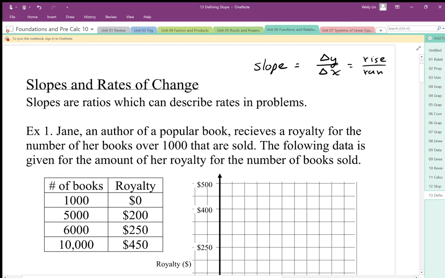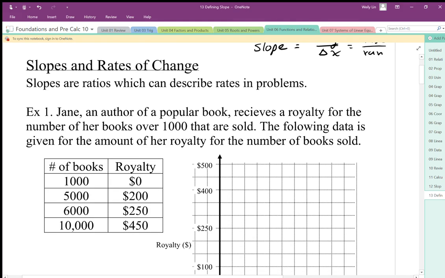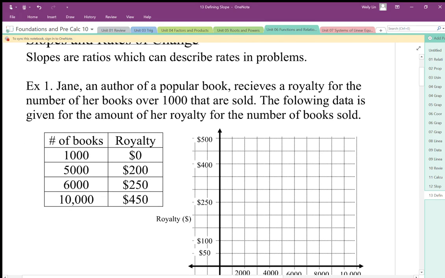And since slope is a ratio of change, it can describe rates in problems. A rate is a ratio as well. So these rates and slopes usually go together in a problem or in a relationship. Jane, an author of a popular book, receives royalty for the number of books over 1,000 that are sold. So at 1,000 books she gets 0 royalty, but after that she gets a royalty, which is a percentage amount of payment for each book sold.